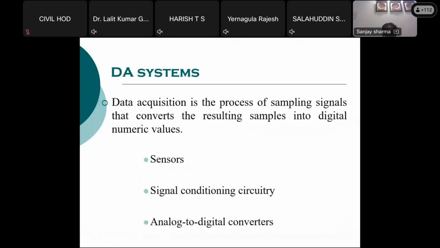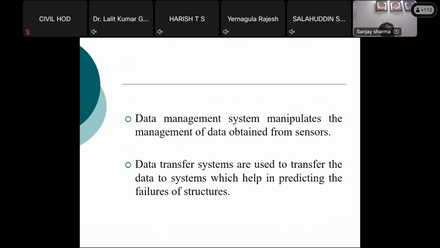So data acquisition systems, as I said, may have many channels and data also. Basically, you will have sensors or analog to digital converters and all that. It manipulates the management of the data obtained from the sensor, and data transfer systems are used to transfer data to a system which helps in predicting the failures of the structures.